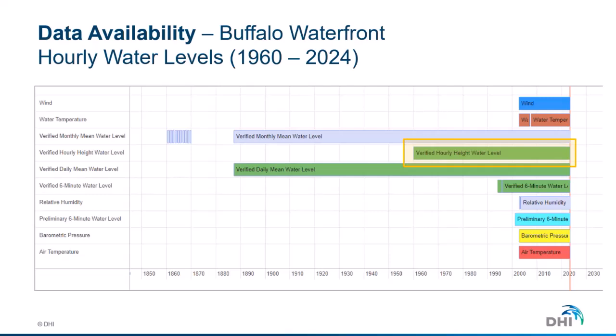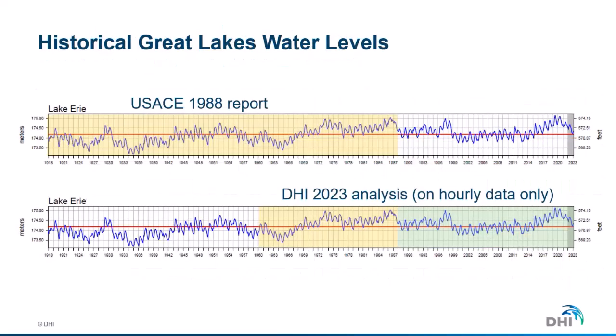But when it comes to storm surge, we're very interested in things such as winds and sub-hourly or hourly water level observations, really a higher fidelity data. So the 1988 report's analysis was based on data from 1918 to 1987, whereas we were looking only at the hourly data from a period of 1960 to 2024.